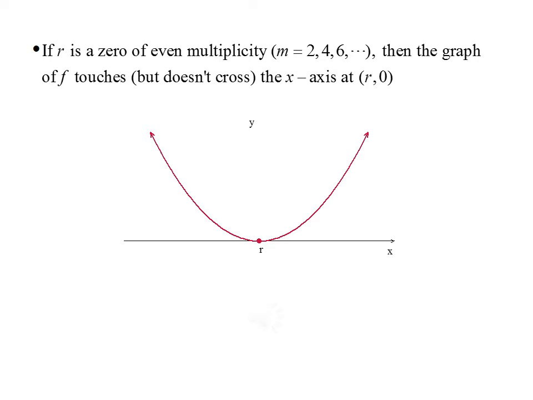And if r is a 0 of even multiplicity, so m is equal to 2, 4, 6, 8, and so forth, then the graph of f touches but doesn't cross the x-axis at the point (r, 0). So the graph will come to the x-axis, it'll touch at that point (r, 0), but then it'll bounce back and go back up or back down, depending on which direction it came from. So even multiplicity means the graph touches but doesn't cross.